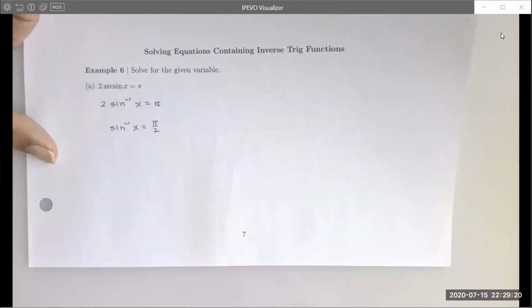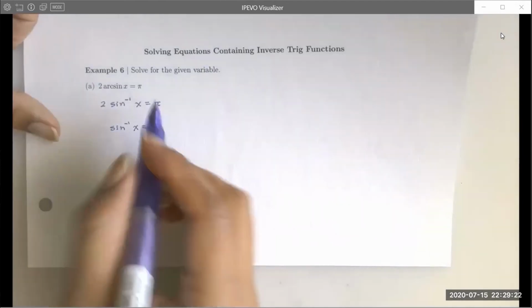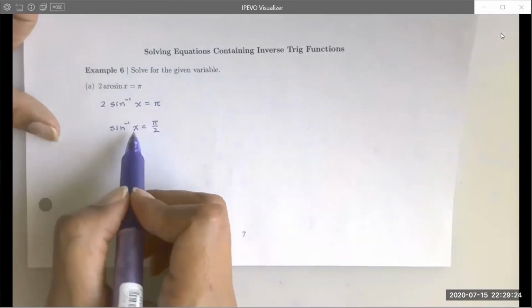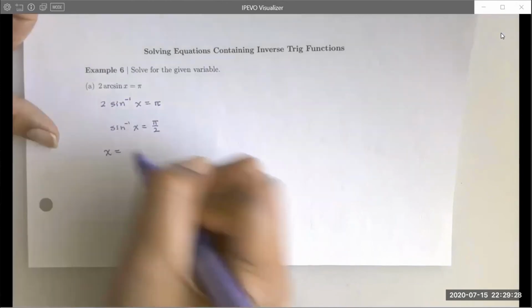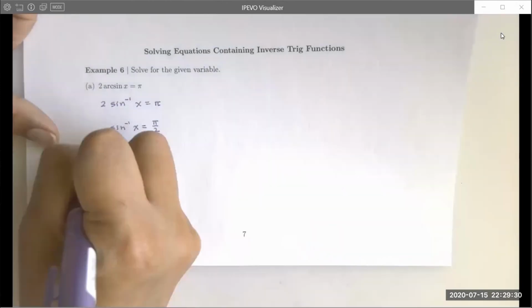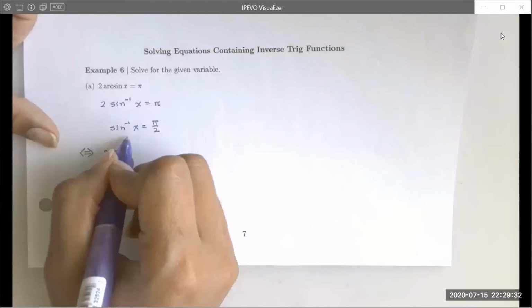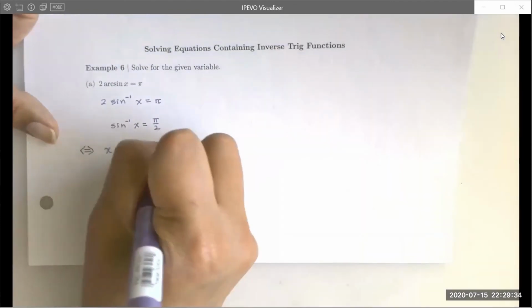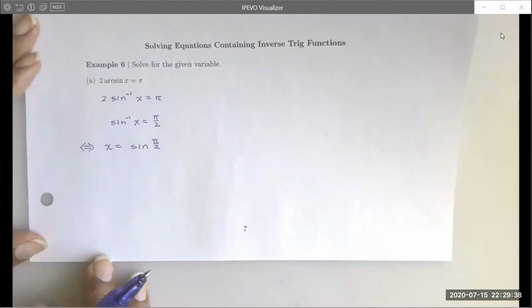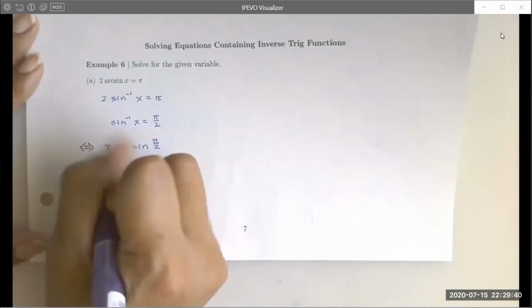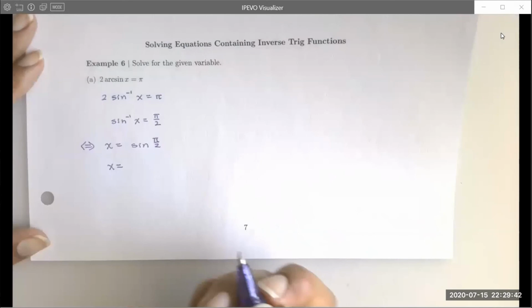And so we know that sine inverse is returning some angle, right? So in fact, an equivalent form of writing that same equation would be to write x is equal to sine of pi over 2, because that's the angle that it returns. Okay. So what is sine of pi over 2? Well, that's just 1.